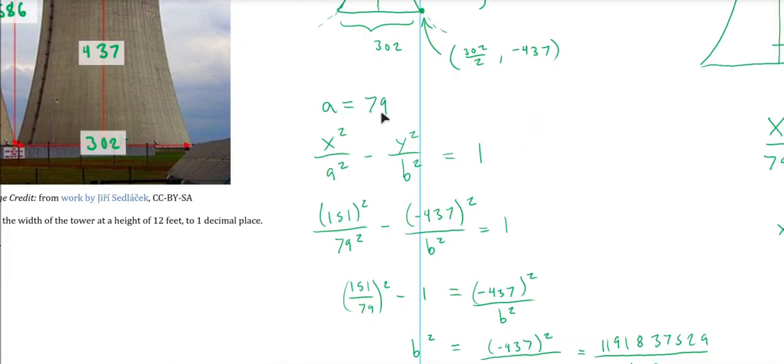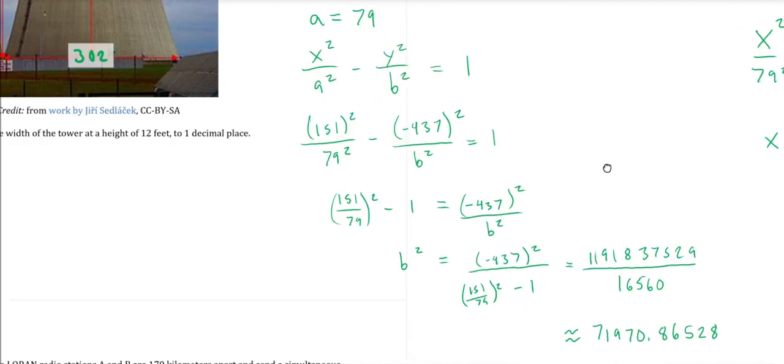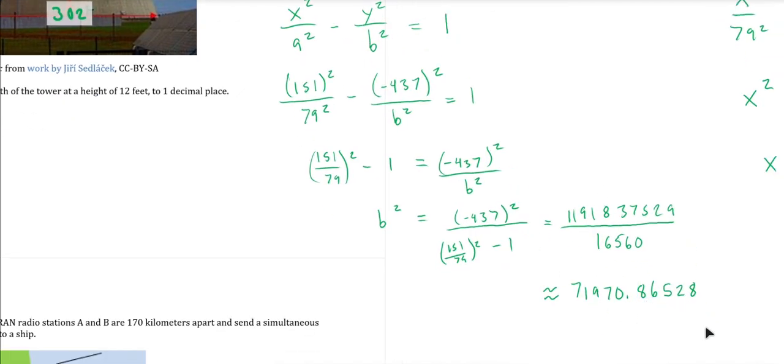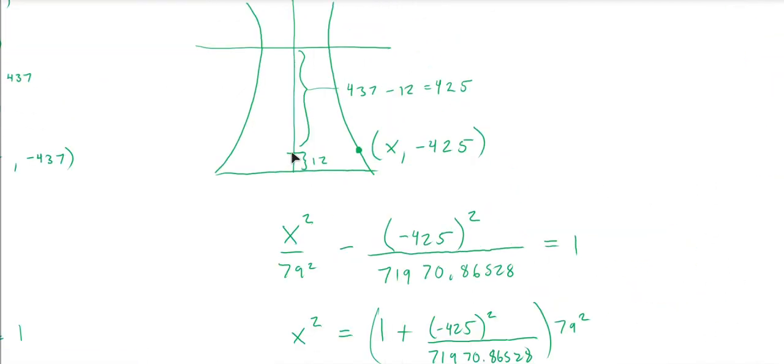Using our value for A and a point, we can solve for B in the usual way. Some of the numbers get a little ugly in this case, but that's okay. The question is now, what is the value of this width, which we could find if we just had this value of x. The value of x when y is minus 425, or 437 back by 12.